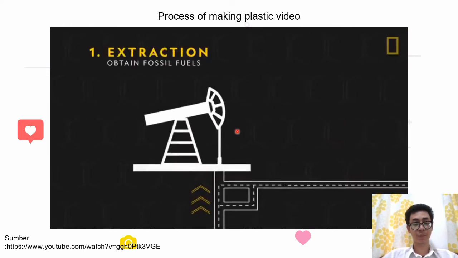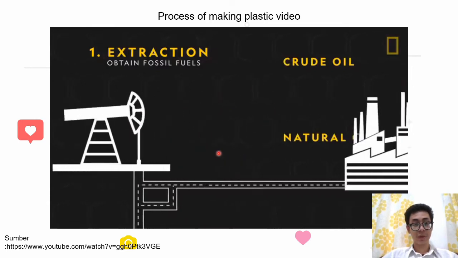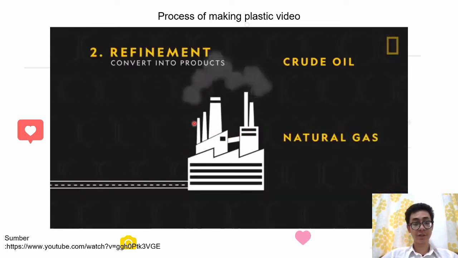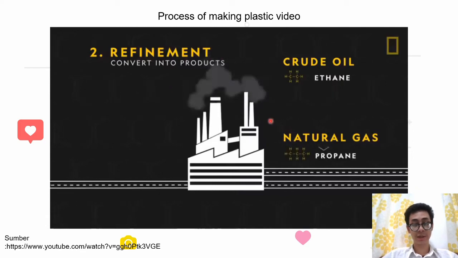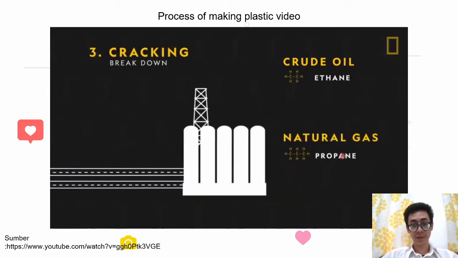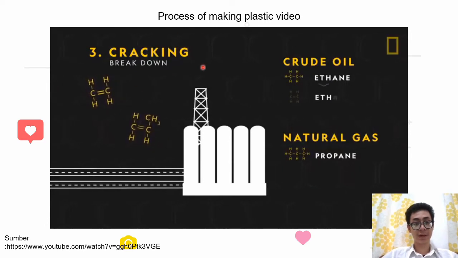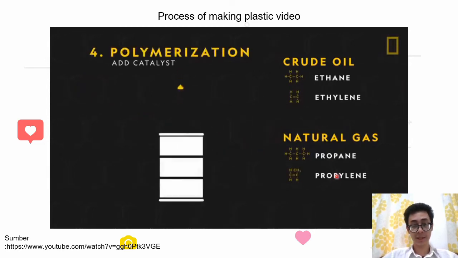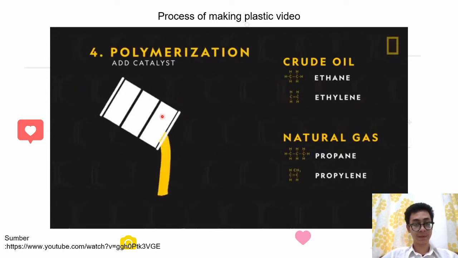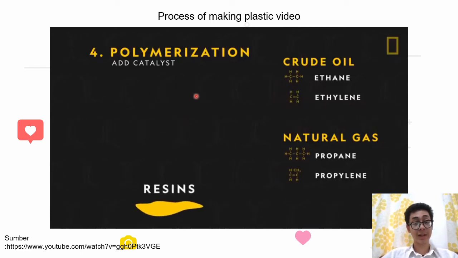The first step in the production of plastic is the extraction of crude oil and natural gas from the ground. From there, the crude oil and natural gas are sent to refineries where they are converted into several products, including the building blocks of plastic, ethane and propane. Ethane and propane are then sent to a cracker plant to be cracked or broken down into smaller molecules. Ethane produces ethylene, and propane becomes propylene. Next, a catalyst is mixed in, which links the molecules together and forms polymers called resins.